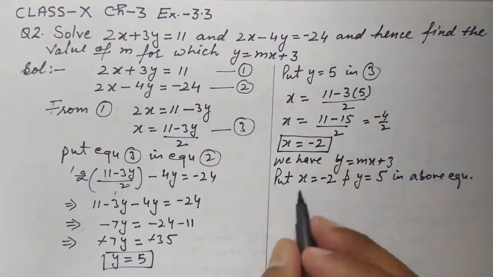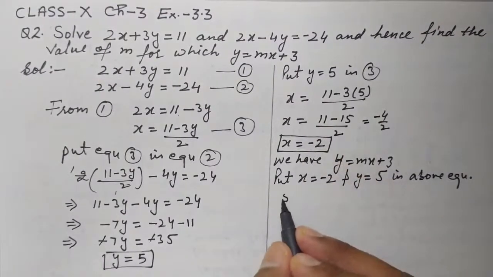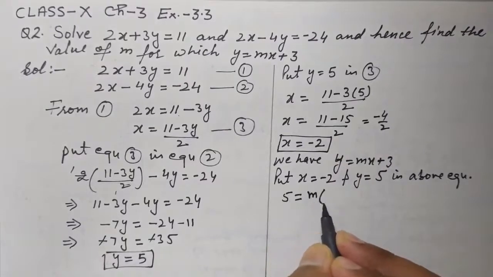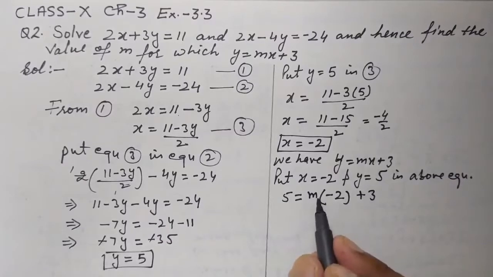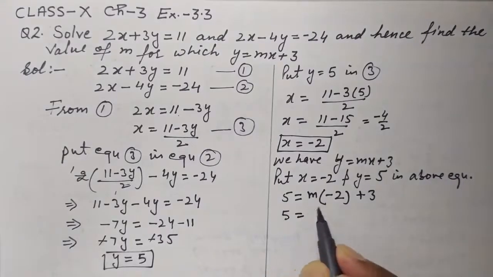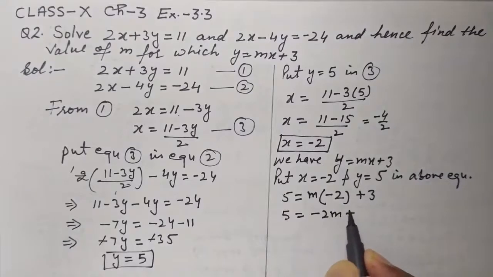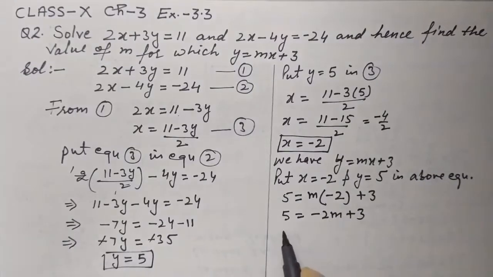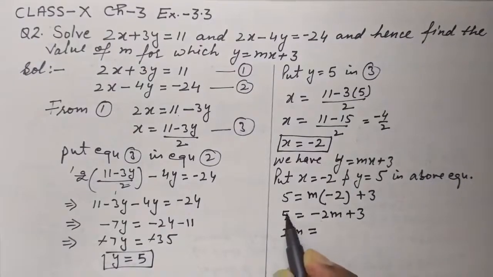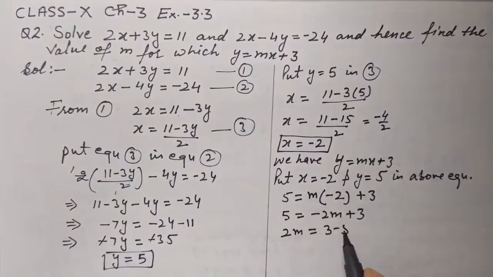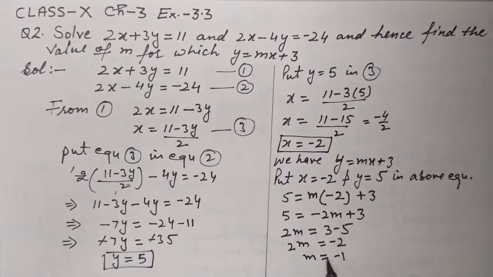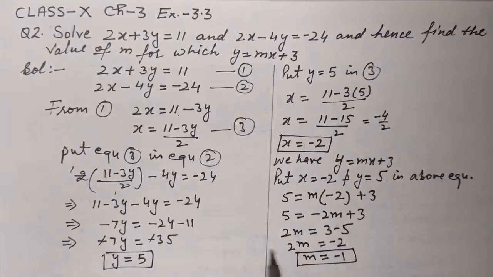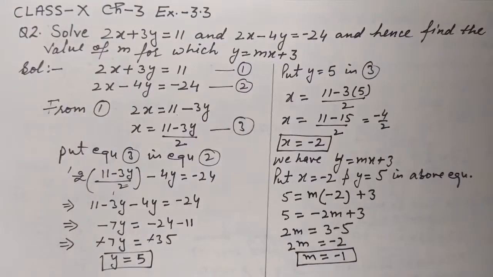So we get here y is 5, so 5 is equal to m into x. X is -2, plus 3. It becomes 5 is equal to -2m plus 3. So take this 2m to this side, and 5 to the other side, so 2m is equal to 3 minus 5. So 2m is equal to -2. So m is -2 over 2, that is -1. So this way we will find the value of m.